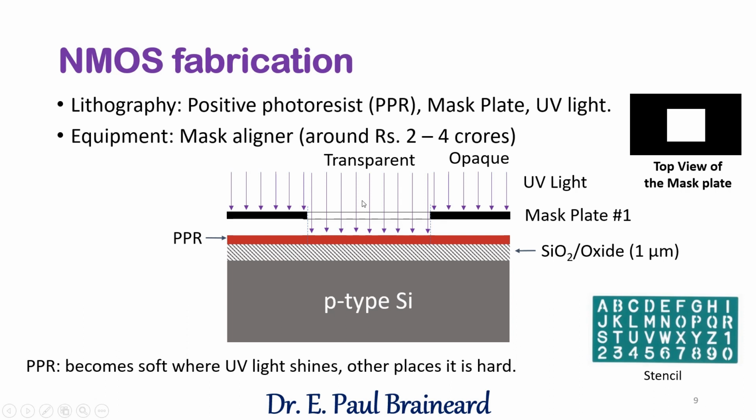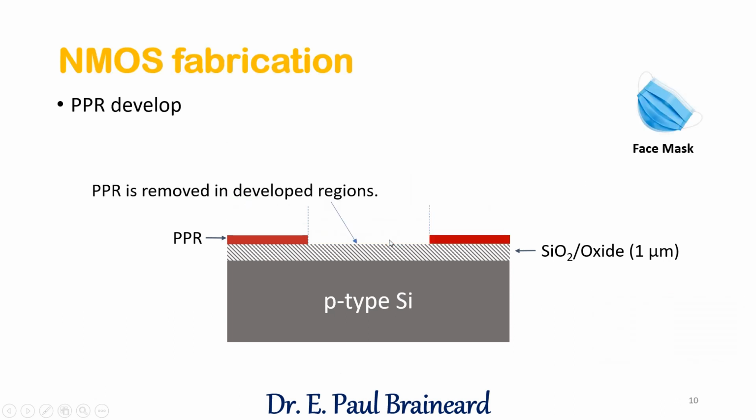When light shines on PPR, it becomes soft, and in the regions where light does not shine on the PPR, it remains hard. The soft PPR can be dissolved in KOH solution, and this process of removing the soft PPR is called as developing. After photolithography and developing, the wafer looks like this. The PPR now can protect oxide in some regions like face mask.